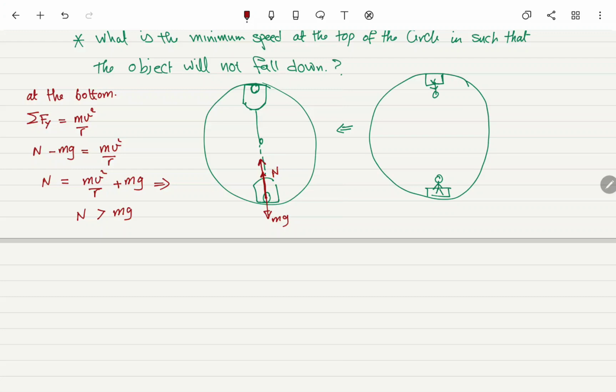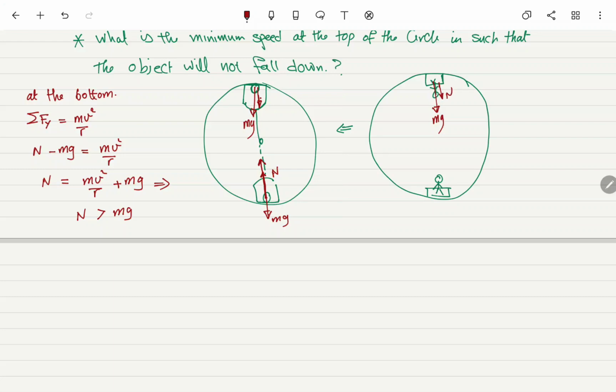To solve the situation at the top of this vertical circular path, we have the weight, which is going down here, and the normal force exerted by the basket on the object, which is also directed downward. Again, in the loop-the-loop experiment, same thing here. The weight of the pilot is going down, it's mg, and the normal force exerted by the seat on the pilot is going here. This is the normal force.